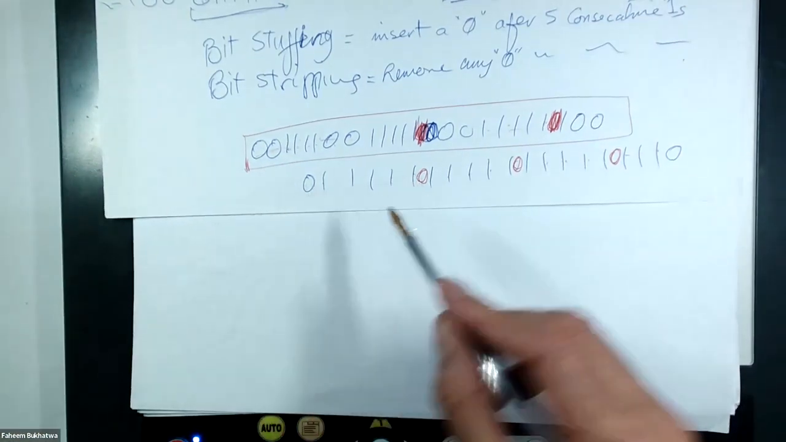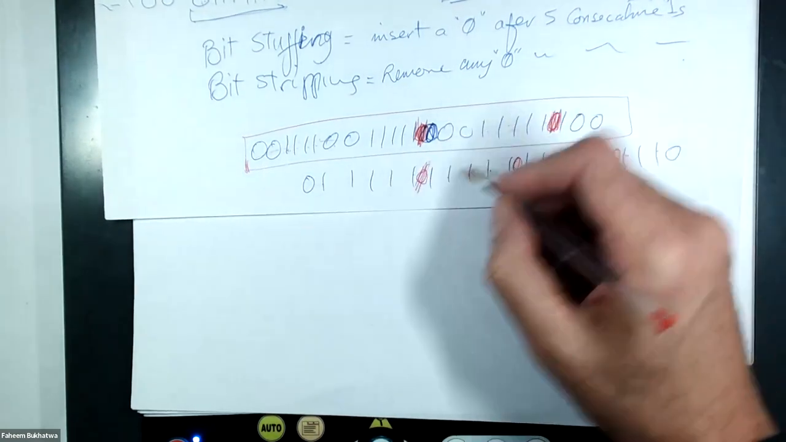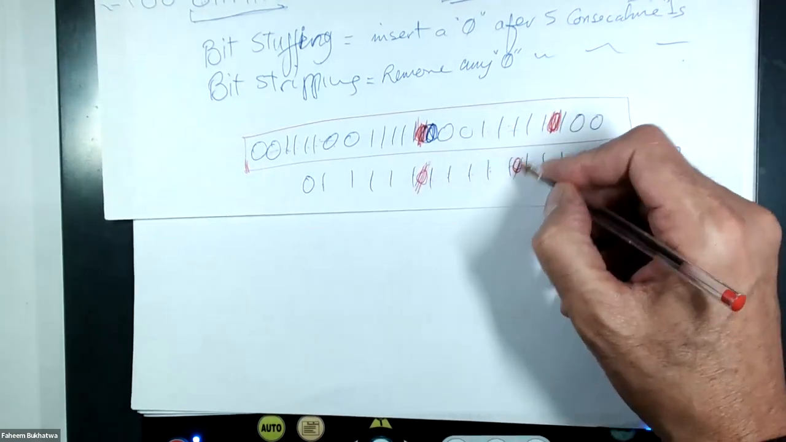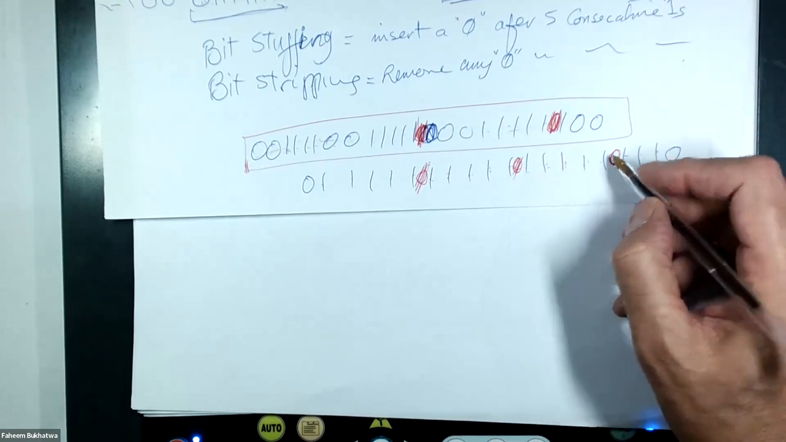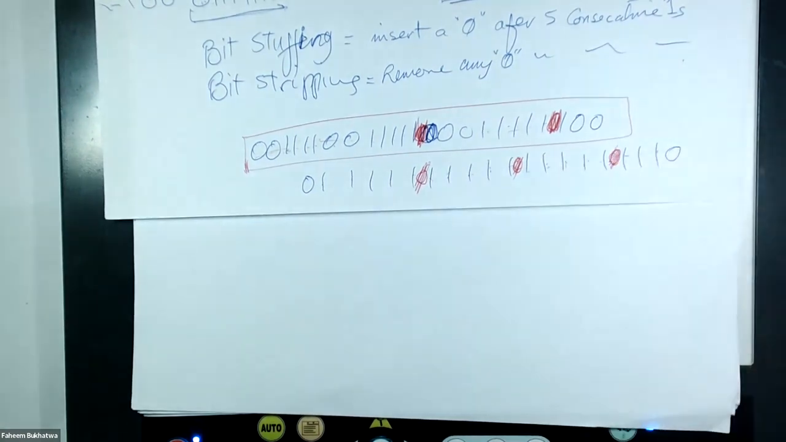The receiver will do the same thing. Start counting. After every 5, it will remove the 0. 1, 2, 3, 4, 5. Remove this 0. 1, 2, 3, 4, 5. Remove this 0. So if these 2 steps are followed correctly, we will have no change of the data. The final data received is exactly the same as the initial data sent. But also, we will not have a sequence that looks like a frame.